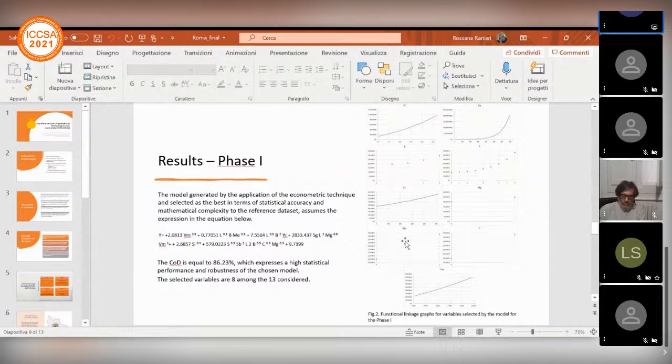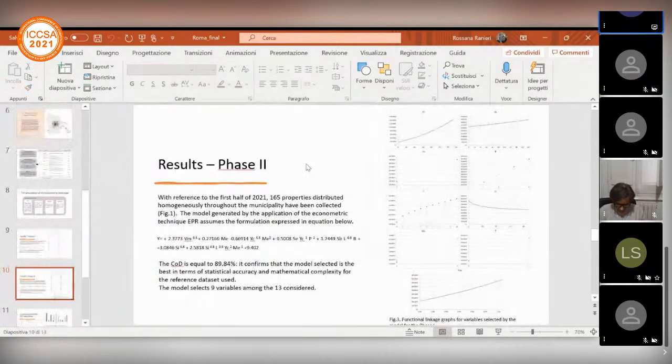In this phase, it is significant to highlight that there is a particular appreciation for the properties that are situated in the central area. The model takes these eight variables among the 13 considered. For the phase 2, the results are quite different.